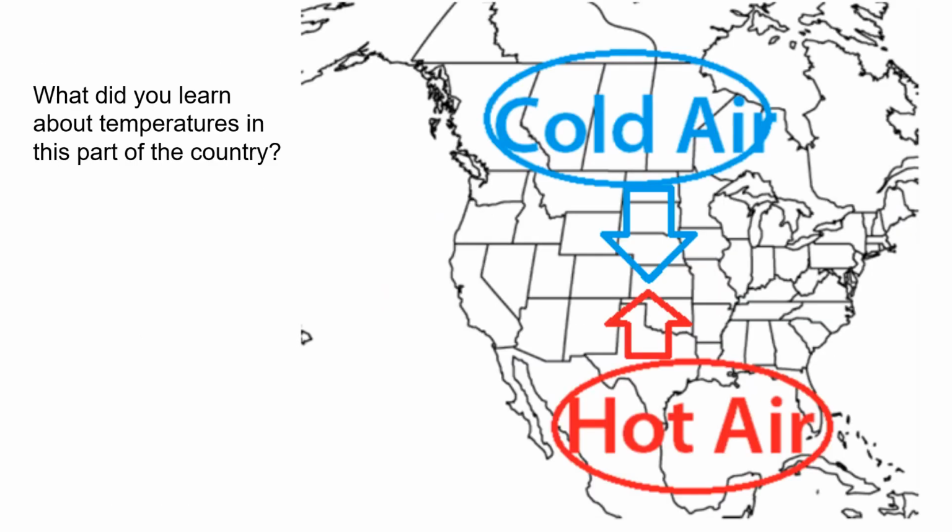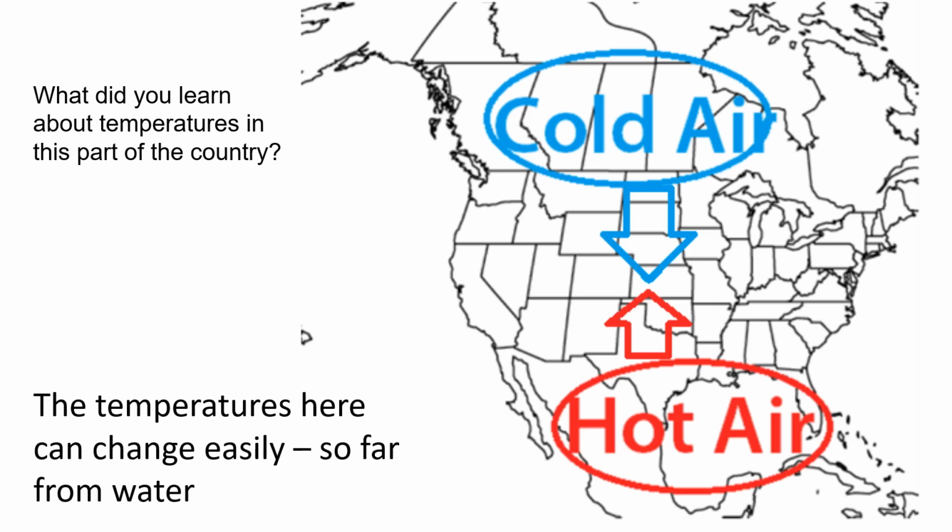Well, remember what we learned about temperatures in this part of the country. They swing. They go from hot to cold very easily because they're so far away from the water. So you get the cold air, you get the hot air, you get high pressure, you get low pressure, and therefore you're going to have wind. So the number one reason why it is windy in the Midwest is the temperatures there change so easily because they're so far from water, and that's where you get the hot air masses coming up from the south, and they meet the cold air masses coming down from the north.